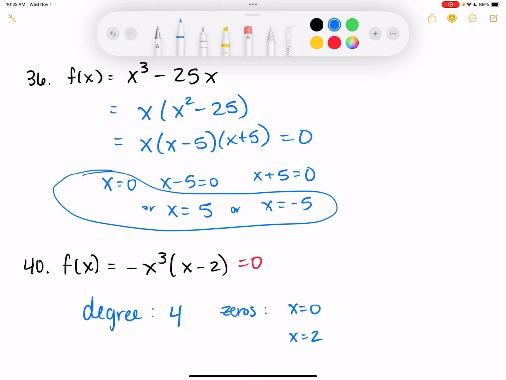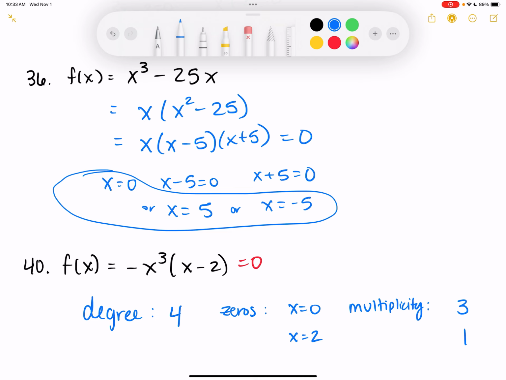And then the last thing we want is the multiplicity of each 0, which just means how many times each of those occur. And so the easy one is the x equals 2. There's only one of those, because it's just raised to the first power. So this one is going to be a multiplicity of 1. But x equals 0, how many x's do we have that that's happening for? 3. So this is going to be multiplicity 3, because we should have just as many zeros as is the degree of our function.